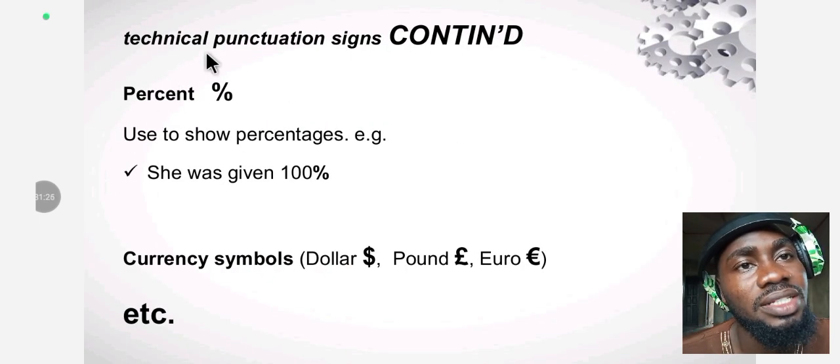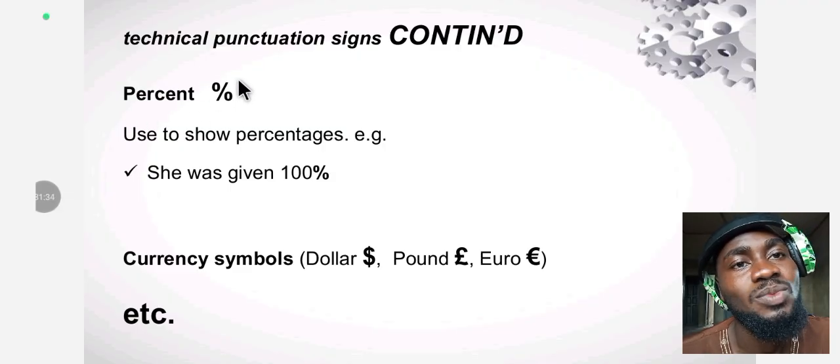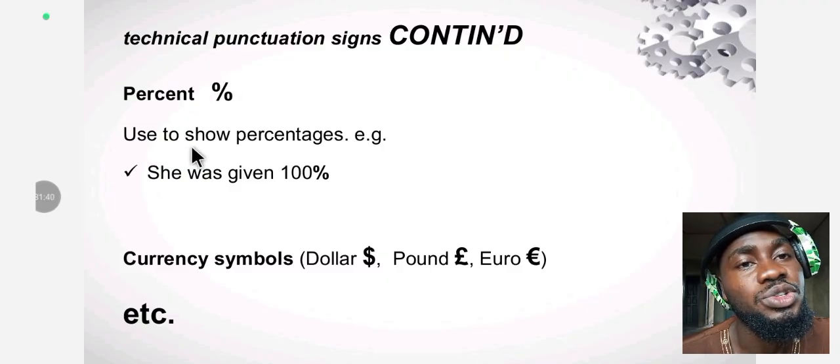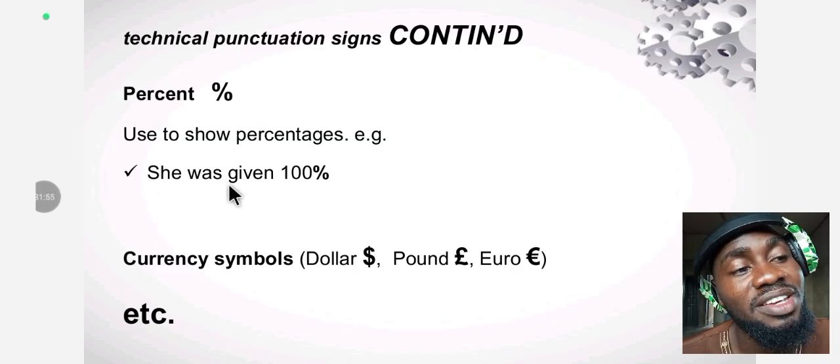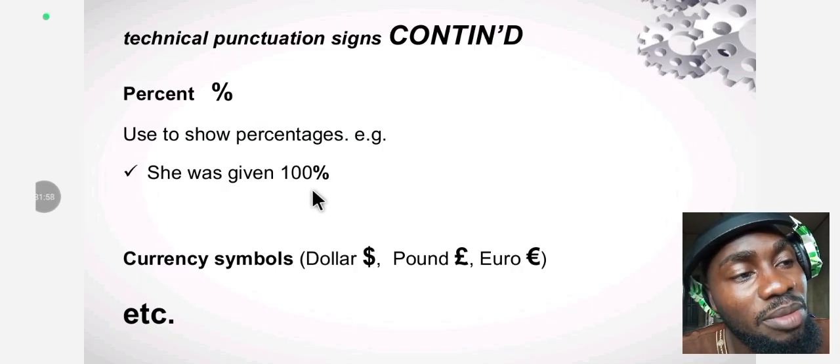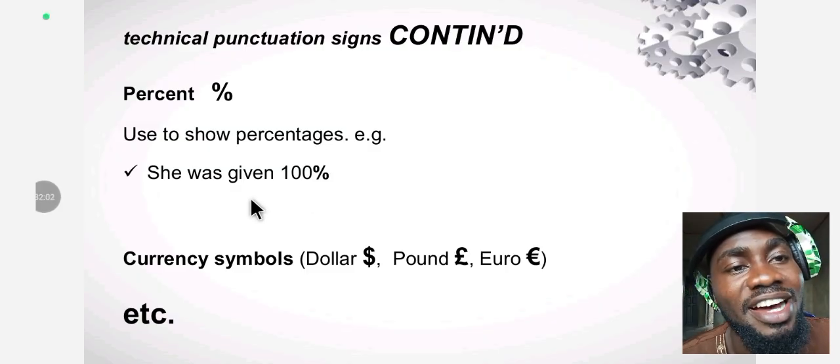Still under the technical punctuation signs, the next we have here is percentage. This is the sign of percentage. This is one of the signs I can never forget in my life. What is it used for? Used to show percentages. For example, she was given 100%. You are going to be given 100% in your UTME Use of English in the year 2026. Claim that and work towards it.